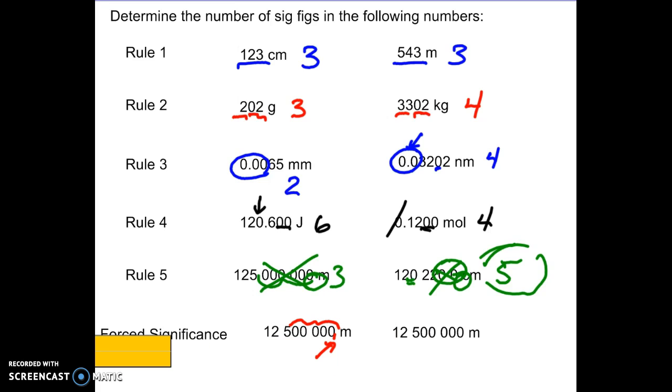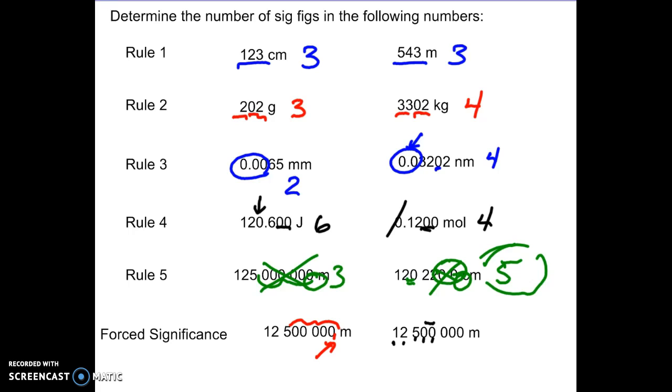Another way to force significance, which is not one that I really care for, is to put a bar over a zero. For instance, if we wanted 5 significant figures, that's 1, 2, 3, 4, 5. If we wanted that zero there to be significant, we could put a bar over that 0, indicating that that 0 is significant.